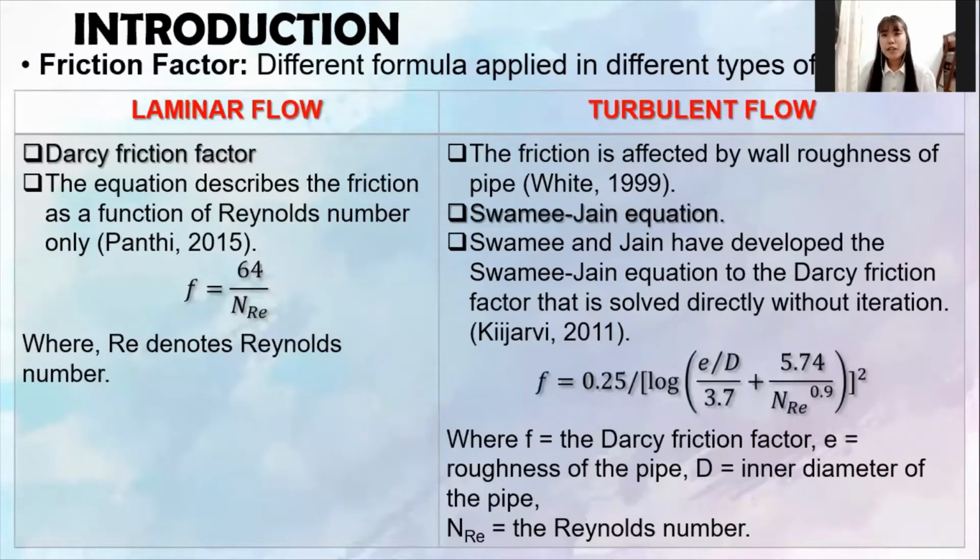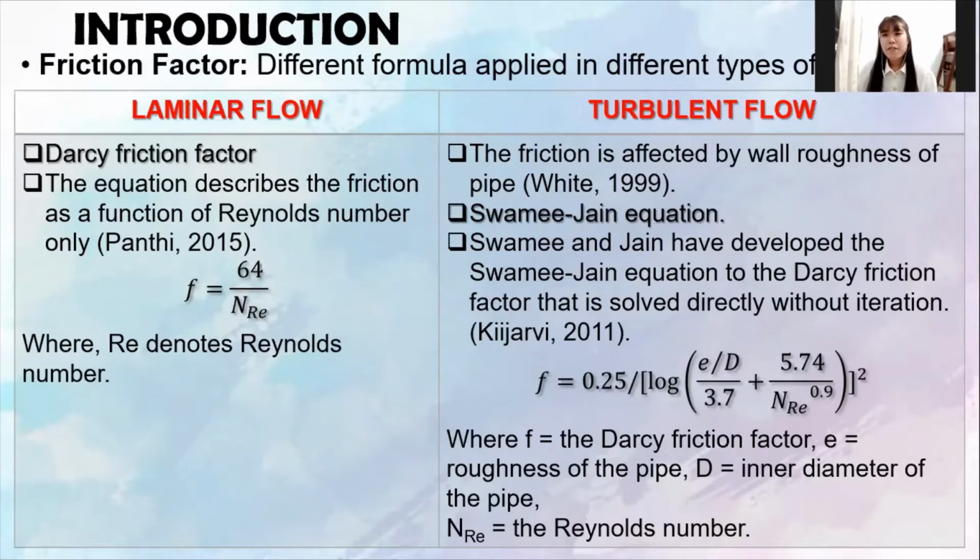Laminar flow and turbulent flow are important because we apply different formulas for the friction factor in these different types of flow. So for laminar flow, we are going to use the Darcy friction factor, and the equation is expressed as f equals 64 over the Reynolds number.